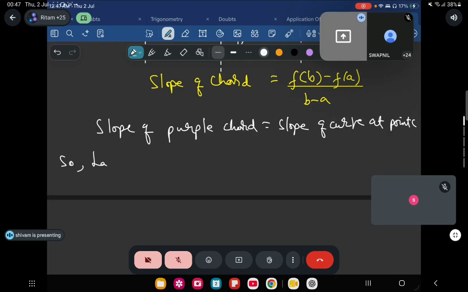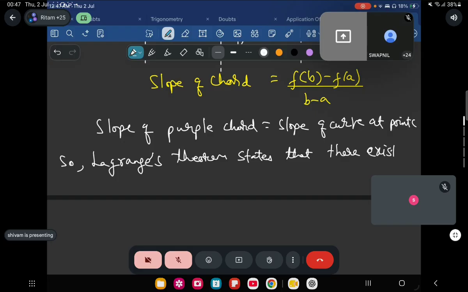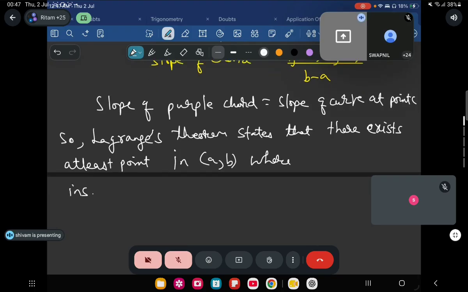So Lagrange's mean value theorem states that there exists at least one point in (a, b) where the instantaneous rate of change is equal to the average rate of change. However we draw the graph.